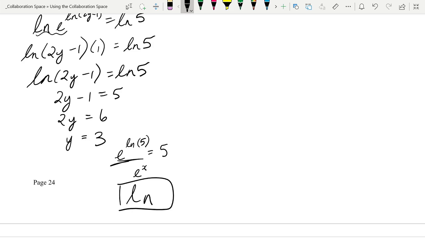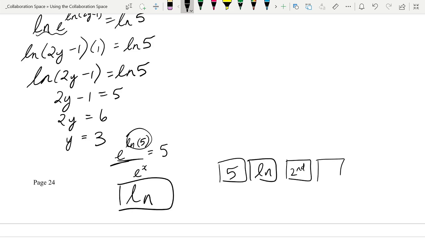I would put 5 on my screen first. I'd hit natural log. That gives me this number. Then I hit my second function, my shift button, and my ln button, which is where e to the x is. And then I don't even have to hit equals. It should spit out 5. Let me just make sure I did that right. 5, natural log, second function, inverse of natural log. Yes, that should work. So I'll give you a sec to give that a try.